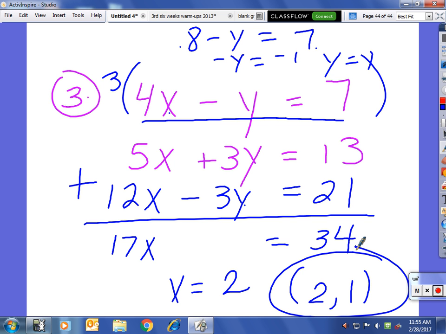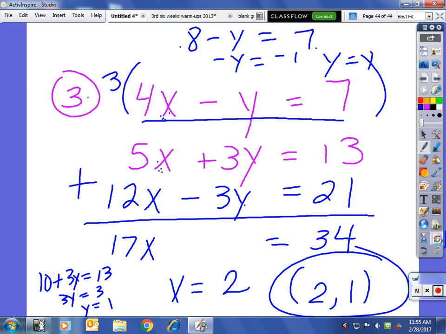Would you still get a 1 if you put the 2 into a different equation? Is that what you're asking me? Yeah. Let's put it into this one. If I put a 2 in for x, I'm going to get 10 plus 3y equals 13. Subtract 10, I get 3y equals 3, and I still get 1 for y.